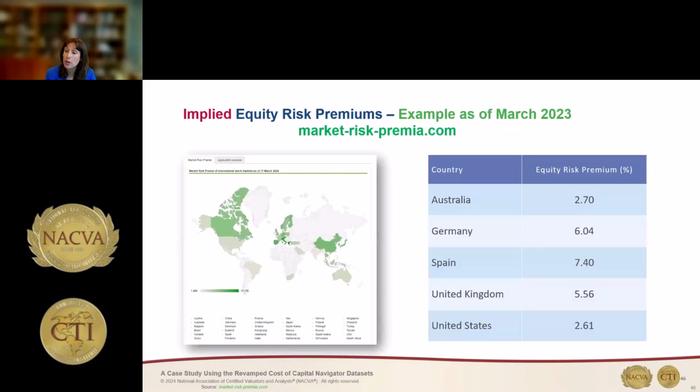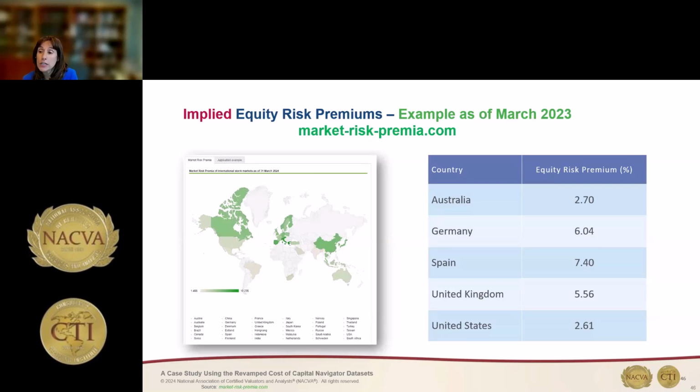Here's another example, not Professor Damodaran, but this German website, marketriskpremium.com, which is actually quite used in the Germanic countries as the base for equity risk premium there. But sometimes one size does not fit all. When you're very mechanical about doing these things, you might ignore things that give you an estimate that is too low. So for the United States, at the bottom of this page, you're seeing 2.61%.